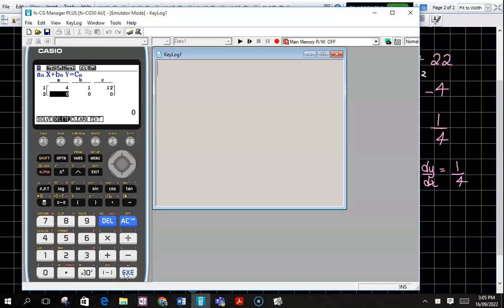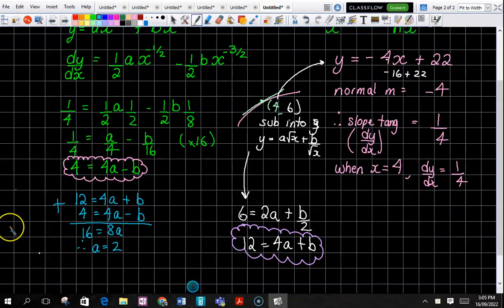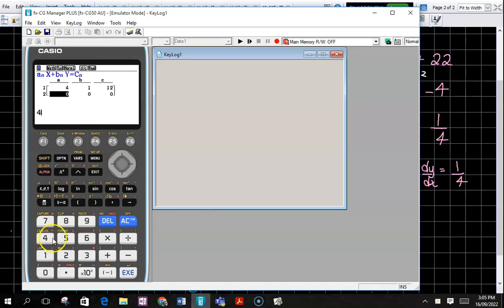I did see a few smiles out there. Who was going to put the 12? Come on, be honest. Thank you. And then we're going to put 4 minus 1, 4. Huzzah.